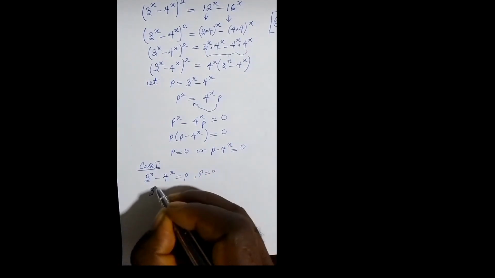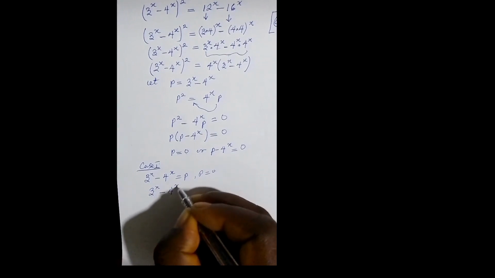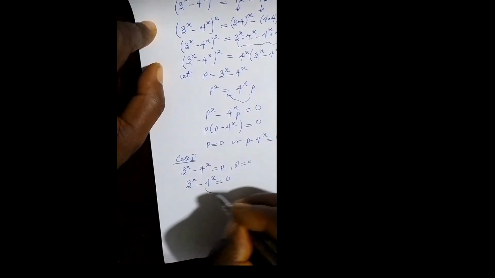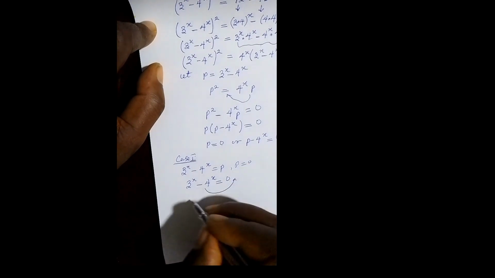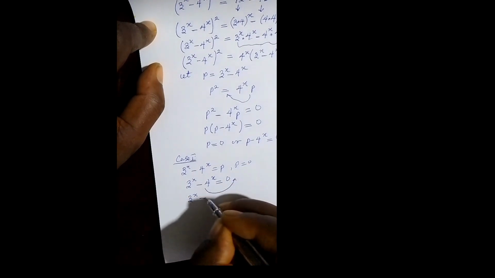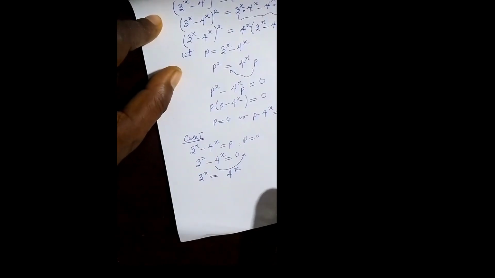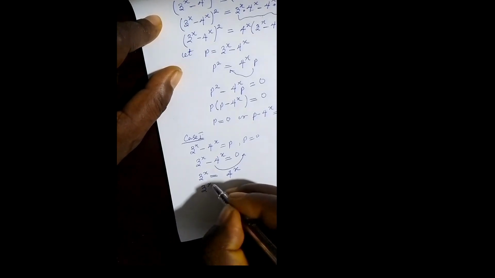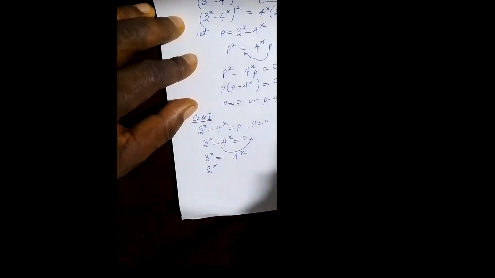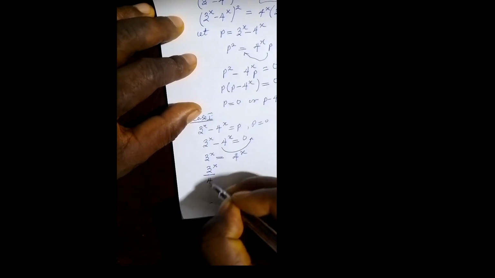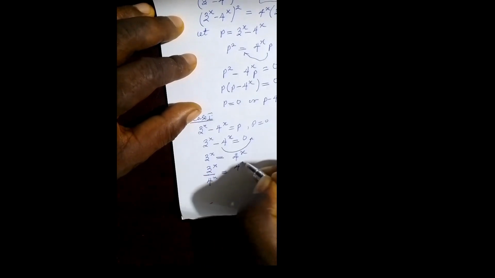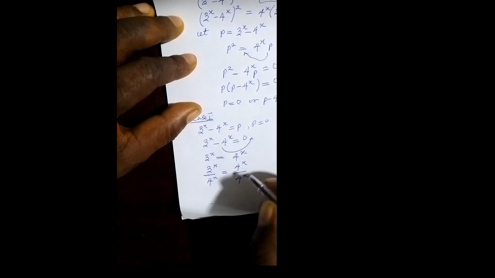So that will give us 3 to the power of x minus 4 to the power of x equal to 0. So what we are now going to do is to take this to the other side, to the right hand side, and then over there the sign changes to positive. So we divide both sides by 4 to the power of x. We have 3 to the power of x over 4 to the power of x equal to 4 to the power of x over 4 to the power of x.